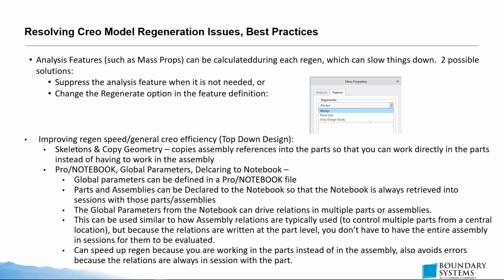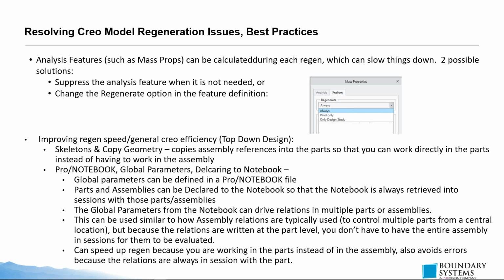So as soon as you update a part, it runs this mass properties calculation, regenerates the next part, runs a mass property calculation. So instead of doing it at the very end, it does it as parts are being regenerated. One way to avoid that is to suppress it and just bring it back when you need it. Or you can change the regeneration option of that feature, where instead of always, you can do it read only, or when you're doing a specific design study. So when you're in that actual function, you can do that as well.